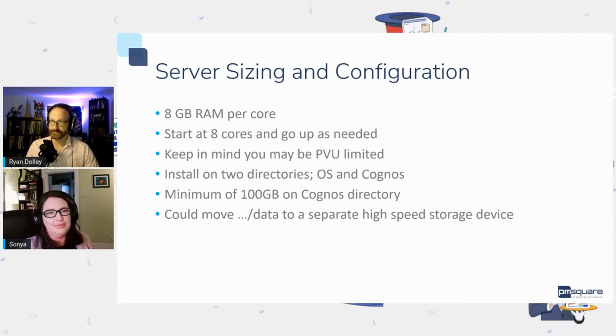A couple other points. Install on two directories. Typically, Windows is on the C drive and Cognos is on the D drive. I couldn't even tell you exactly why you should do that. I think it's just the way I was taught to do it, and I think it avoids conflicts or read-write conflicts between the OS and Cognos itself. How much hard drive should you have? A blanket rule: a minimum of 100 gig on that Cognos directory. So on the D drive, 100 gigs. You can go up from there.